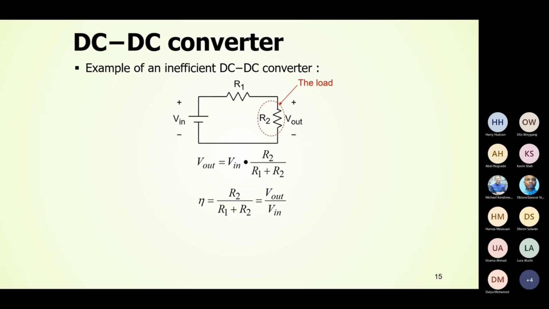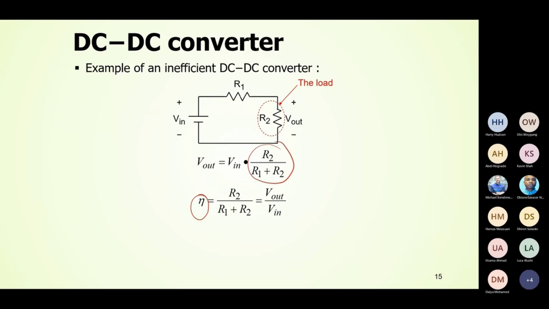So before going into the operation of a complicated DC-DC converter, let's see a simple inefficient DC-DC converter. This is actually nothing but a voltage divider. If we apply a voltage divider, we have this formula, and from this formula we can find the voltage conversion: R2 over R1 plus R2.